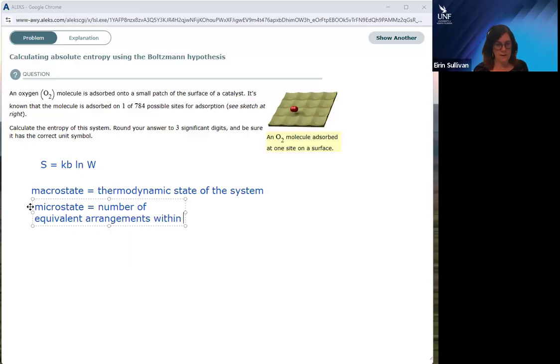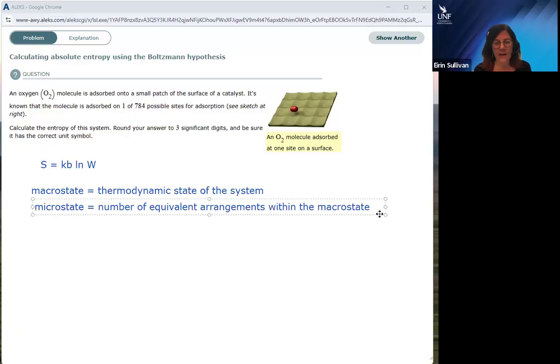So a microstate is the number of equivalent arrangements within the macrostate. Okay, so if we have a macrostate which has not very many microstates, like say there's only two possible sites for adsorption, the macrostate would be the molecule is adhered on the surface. The microstate is there are two possible ways that could happen. One way is on one site and one way is on the other site. So there's only two possible microstates.